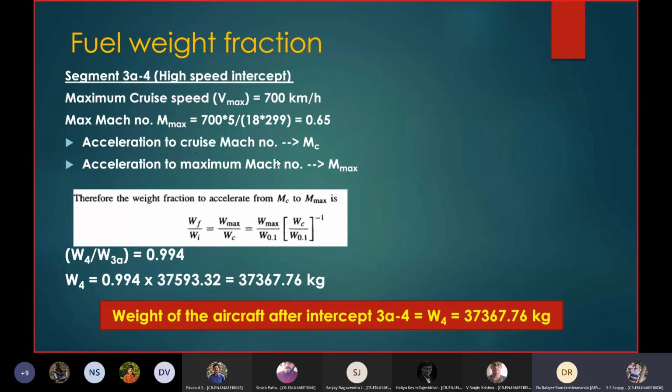When we are accelerating to the maximum Mach number, that is 0.65 and 700 kilometers per hour, we are using this formula. We are multiplying W max by W1, which is nothing but the weight fraction for accelerated velocity. The weight of the aircraft after this intercept phase is 37,367 kg.